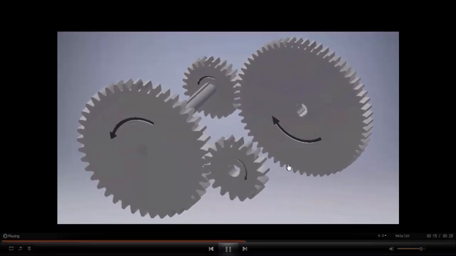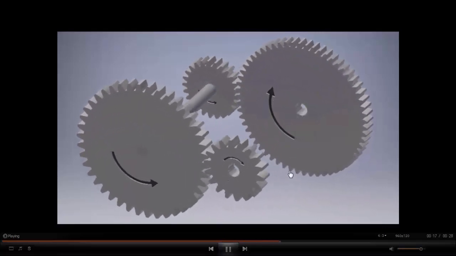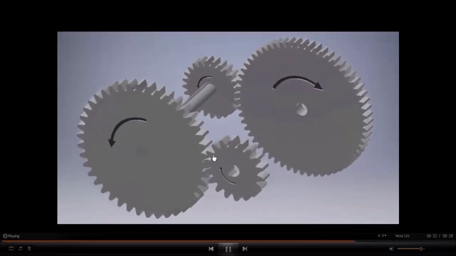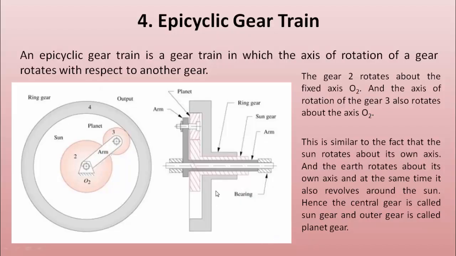That is why we use a reverted gear train in automobiles, because they allow us to change the RPM very rapidly in a very small space. And the final and most important gear train that we will be looking at is the epicyclic gear train.